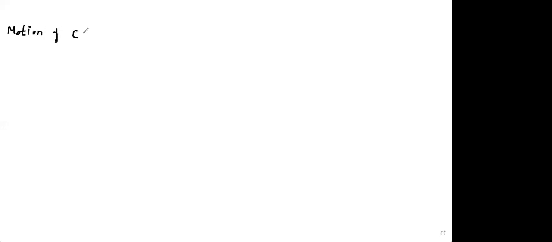The next is motion of center of mass. In motion of center of mass, you're supposed to calculate the velocity of center of mass. You have to calculate the acceleration of center of mass and the force acting over the center of mass. So in motion of center of mass, say this is your system.